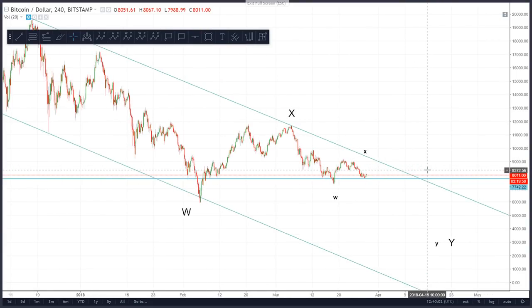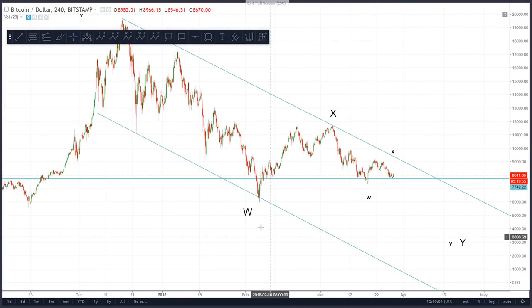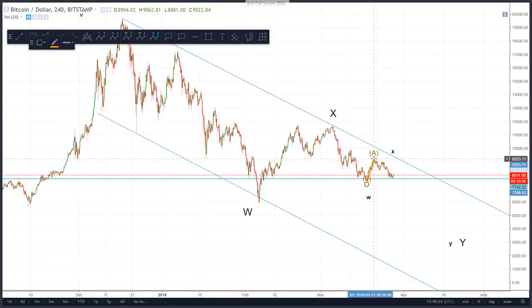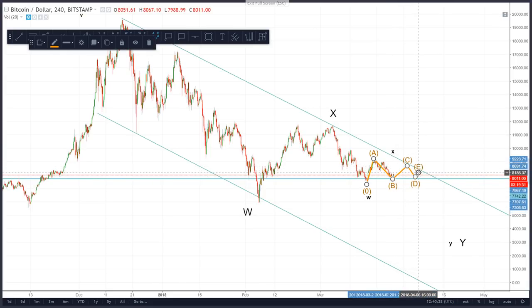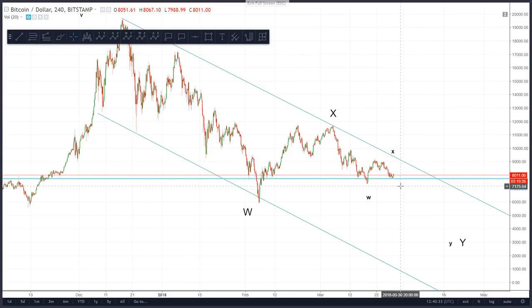Initially I was saying it was going to look like a zigzag. However, as time goes on, this trend line is getting much closer to where price is, and it's now looking like it might be a triangle before it comes down. So let's say, for example, this X wave could look like this: A, B, C, D, E before it comes down. Could turn out to be something like that. Alternatively, it could still be a zigzag.